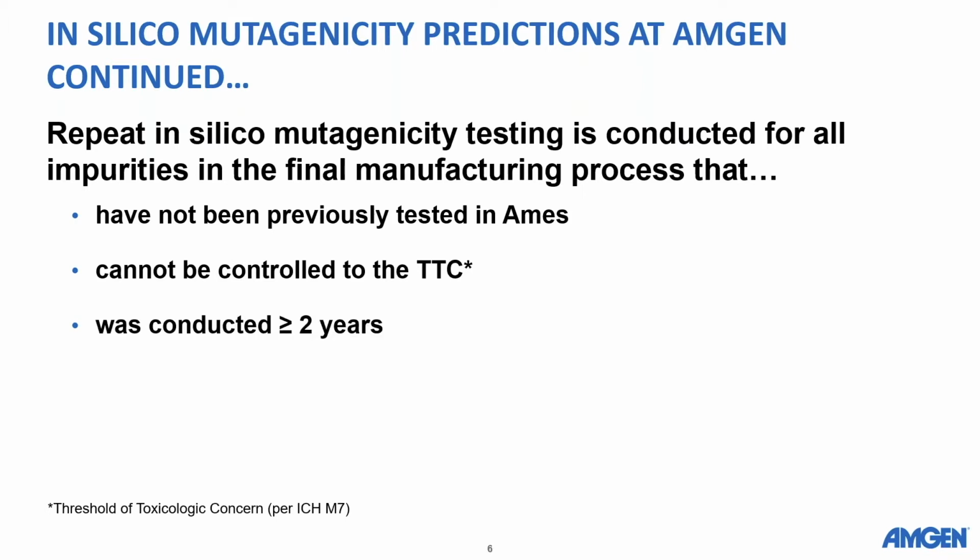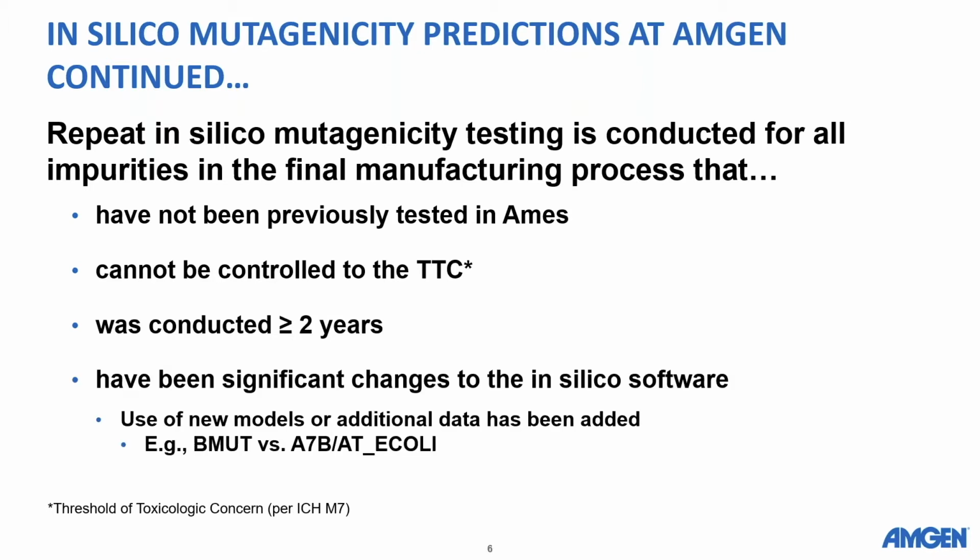Any analysis that was conducted greater than or equal to 2 years ago. And if there were any major changes in the software. For instance, we previously utilized A7B and AT E. coli, and now we utilize BMUT. So this was a major change in the software, allowing for a more robust data set within the BMUT.